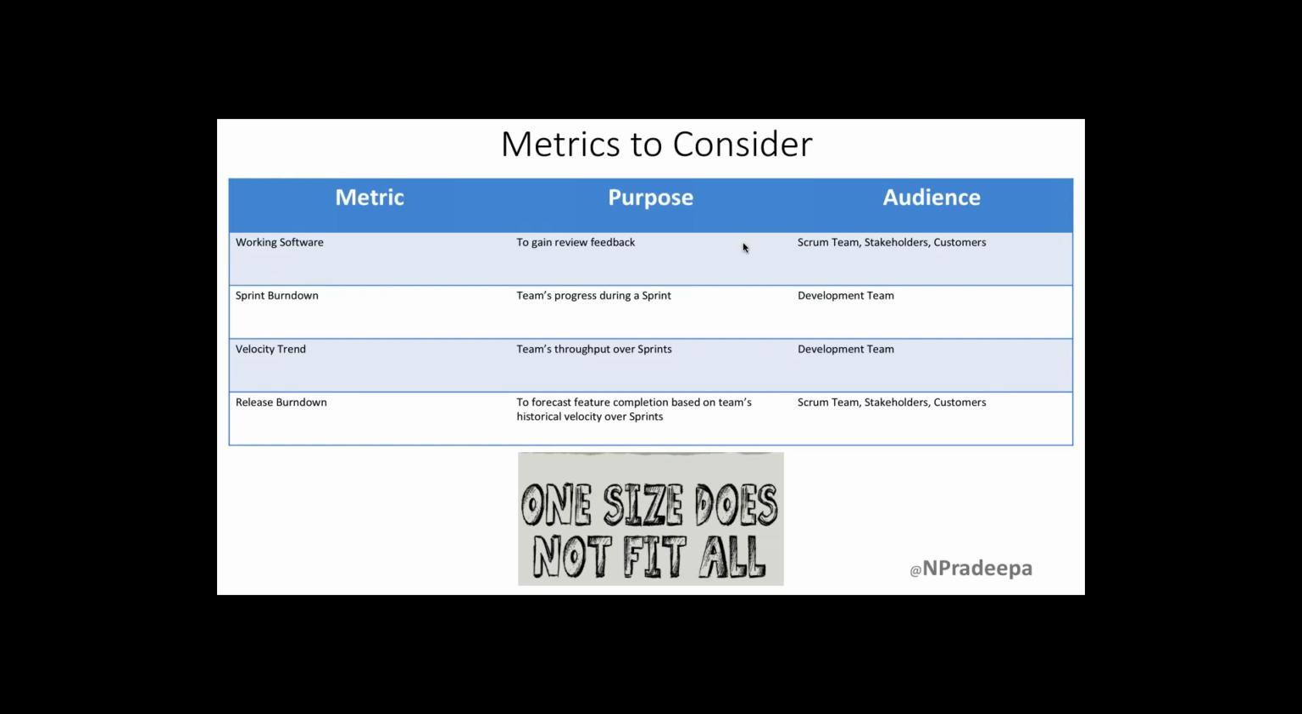And why? You need to get the feedback. And that metric is for your whole Scrum team, your stakeholders, your customers, right? And there are a couple of other metrics, your burn down, your velocity trend. That's just for your development team, not for anybody else, right? So there is a very specific purpose, and the audience is pretty specific for specific metrics. Not everything is for everybody, and one size does not fit all. That's the point that I wanted to bring across, right?